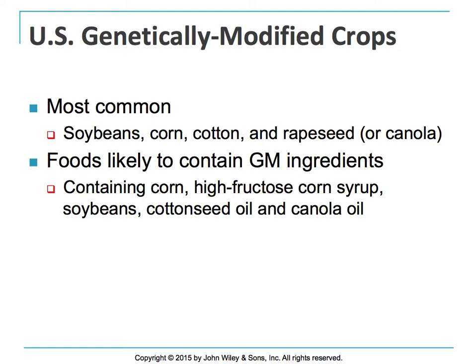In the US, the most commonly genetically modified crops are soybeans, corn, cotton, and rapeseed or canola. Rapeseed oil is typically how you'd see that product processed. And because those crops are the most common to be genetically modified, the foods that are most likely to contain genetically modified ingredients include those containing corn, high fructose corn syrup, soybeans, cottonseed oil, and canola oil.